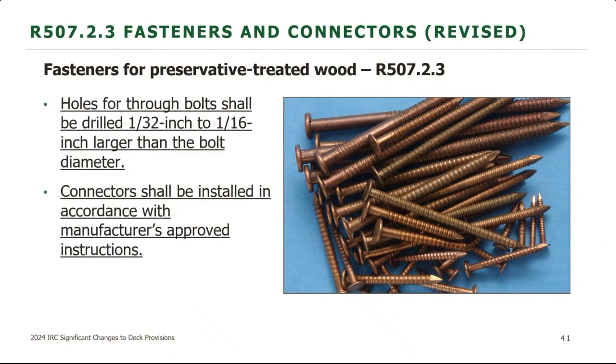A little bit of change to this here. So in that section, they pulled this language from a footnote that was in one of the tables and brought it out into the actual code section so that you can find this first point a little bit easier, because they found that it was getting missed. But holes for through bolts shall be drilled 1/32 inch to 1/16 inch larger than the bolt diameter. So again, that was in the code, but a lot of people were missing it. So now it's pulled out into actual section text, so it's hopefully not going to be missed.